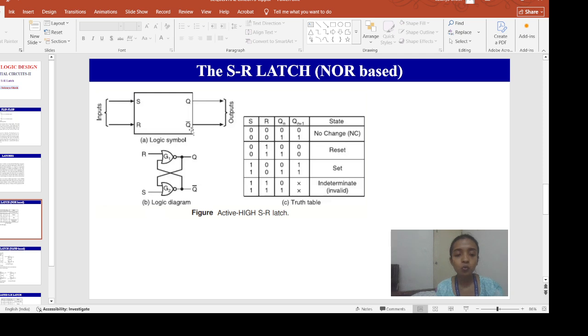So if the inputs are returned to 0 simultaneously, the resulting output state is erratic and unpredictable, right? So this input condition should not be used. This is forbidden. This is the don't care sign. This is the forbidden state when both S and R are 1.